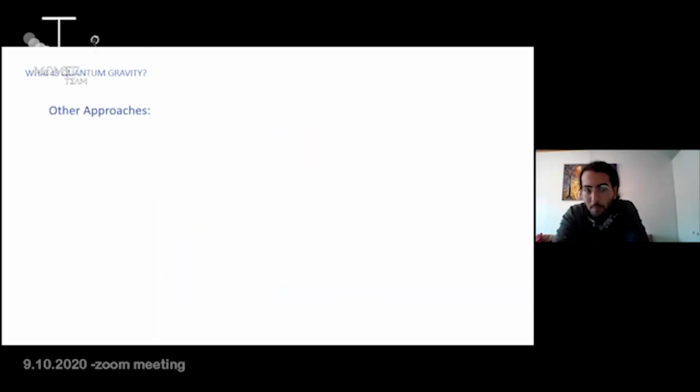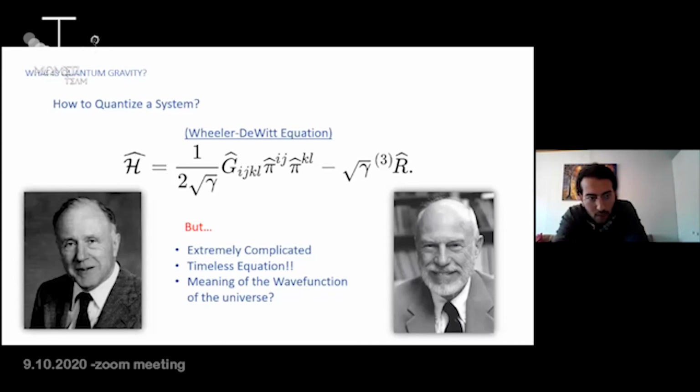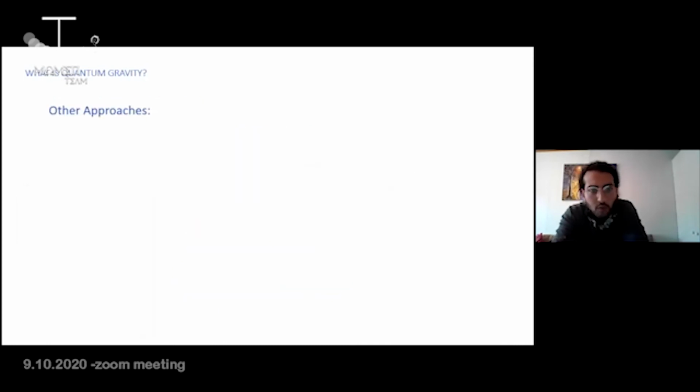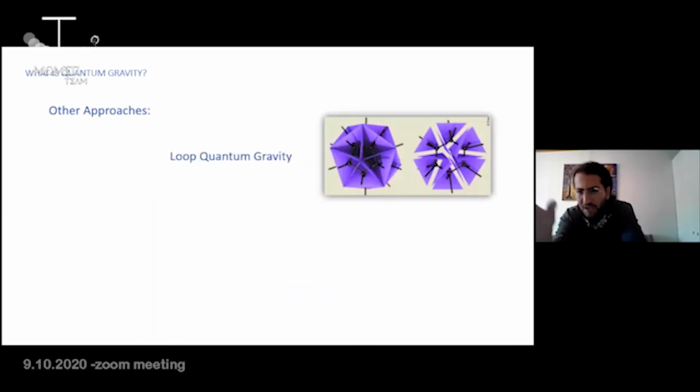It's still an open question whether you want to follow the Wheeler-DeWitt equation or not, it's up to you. There are many other approaches, such as loop quantum gravity.